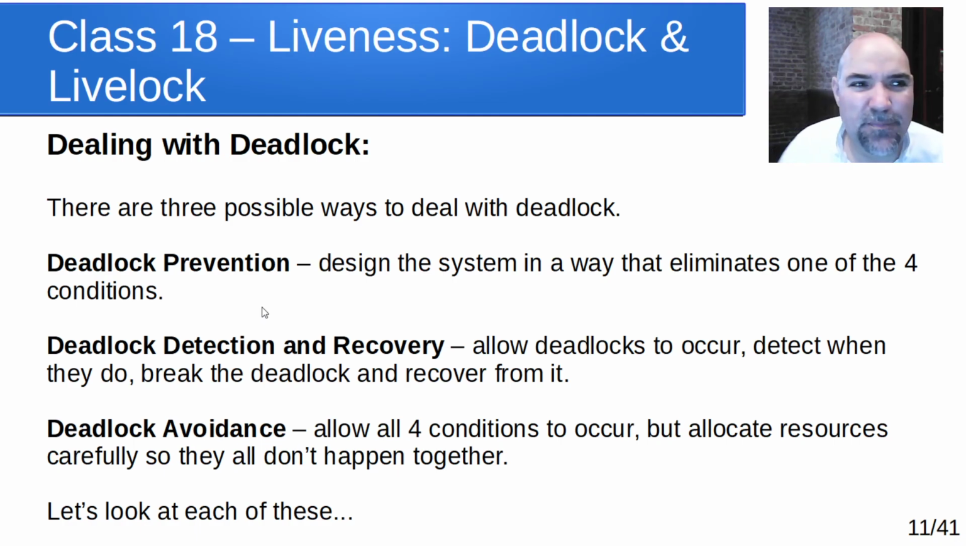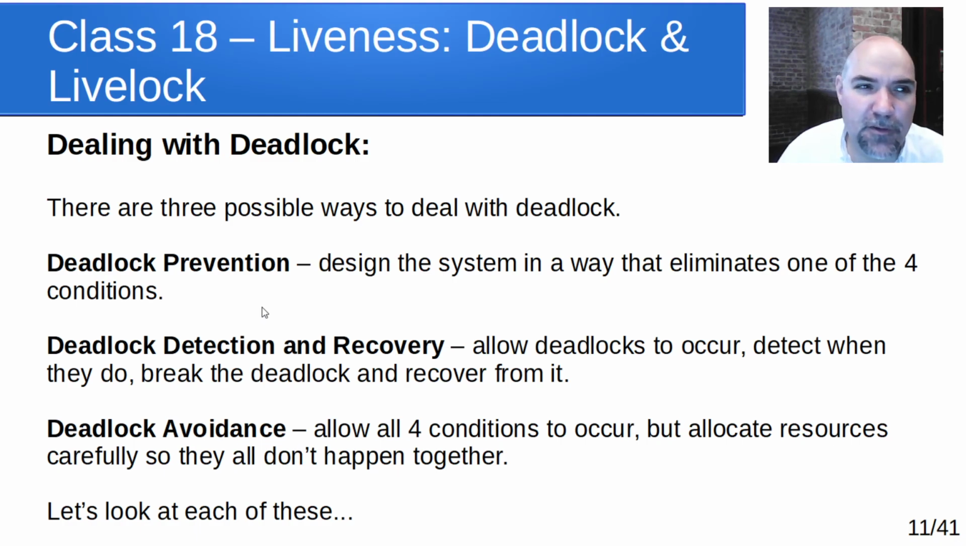But that can have some negative consequences as well, as we'll see here in a second. Also, deadlock detection and recovery is where you allow deadlock to occur, but you have some kind of process that monitors it, and if it detects deadlock, then it breaks the deadlock and attempts to recover from it. And the last one is deadlock avoidance, which is the more intelligent way of dealing with this: you allow all 4 conditions to occur, but you allocate resources carefully.